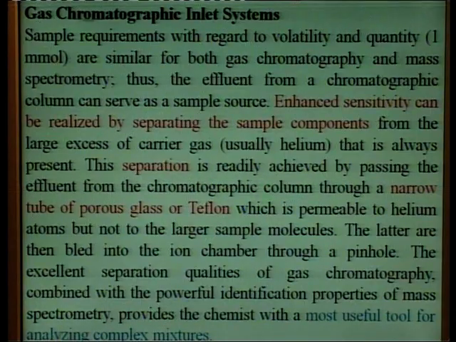Through the gas chromatography, the various components of the mixture are separated and fed into the mass spectrometer. This causes enhanced sensitivity by separating the sample components. This separation is done by the gas chromatography, that is, through a tube of porous glass or Teflon, which is permeable to helium but not to the larger sample molecules. So this becomes the most useful tool for analyzing complex mixtures.